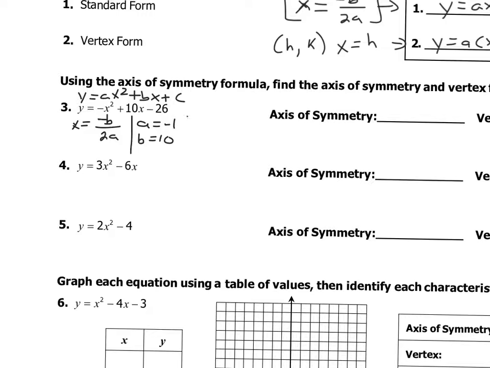So for the axis of symmetry, this would be x equals negative b, which would be negative 10, over 2 times negative 1, which would be negative 2. And negative 10 divided by negative 2 would be 5. Remember, to find the vertex, all you would do is plug in your axis of symmetry, x equals 5, and find your y value at that axis of symmetry. So just plug in 5 wherever you see an x.